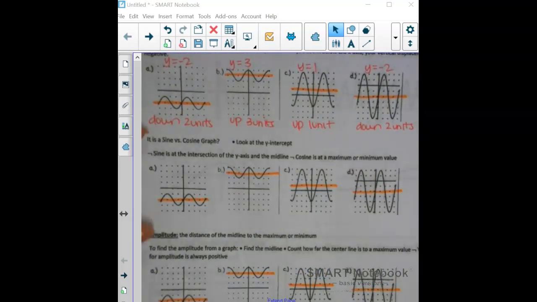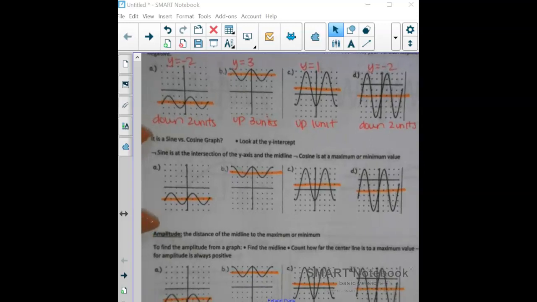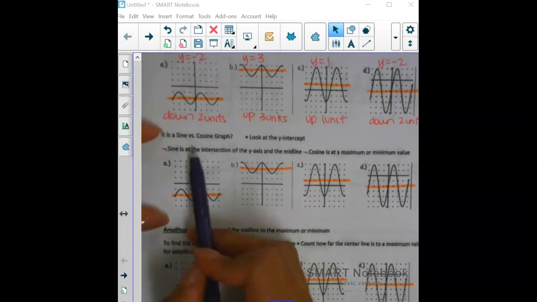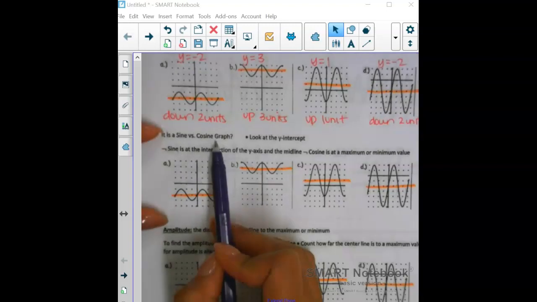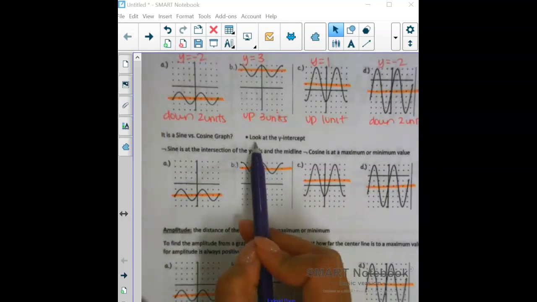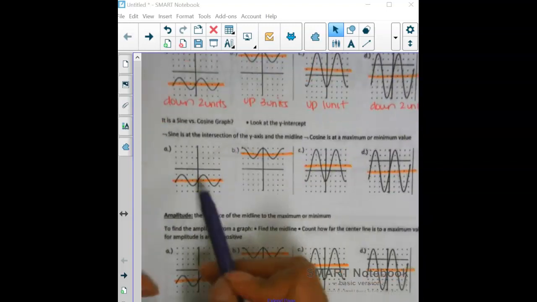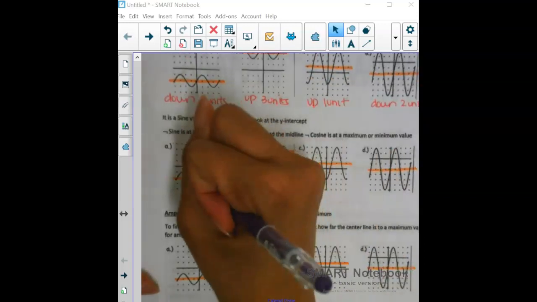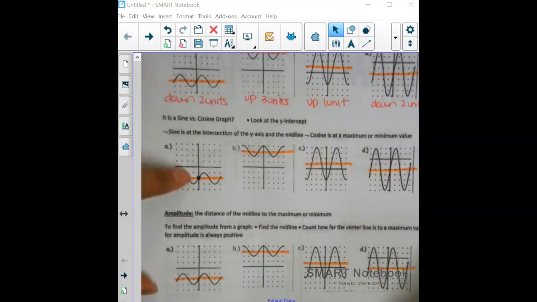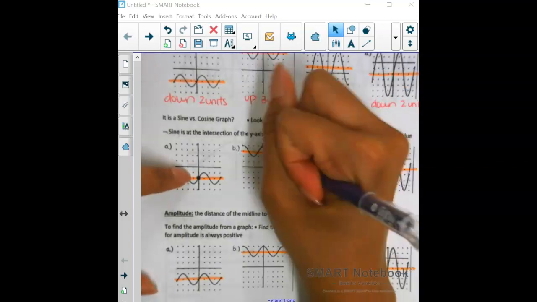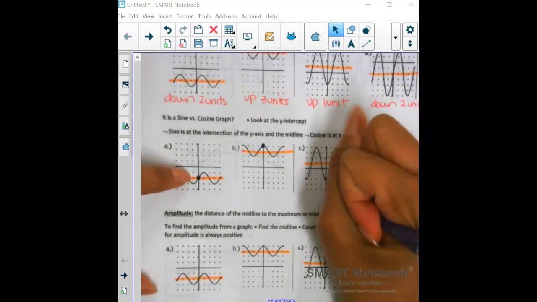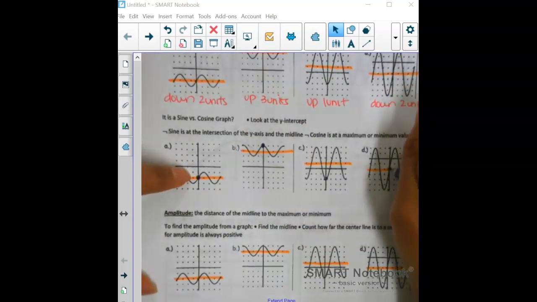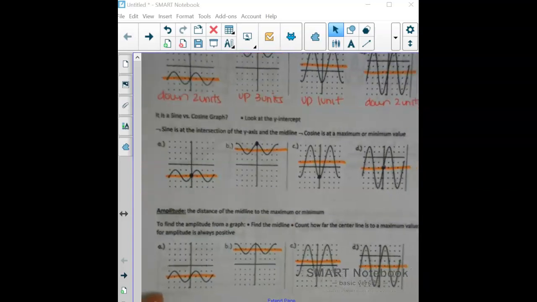Okay, the next section isn't a vocabulary term, but it is going to help us with identifying which graphs are sine and which graphs are cosine. So it does ask you to look at your y-intercept. For each of these graphs, we're going to bubble where our y-intercept is. This purple dot is going to show where my y-intercept is for every graph, just for this middle section here, just for A through D.